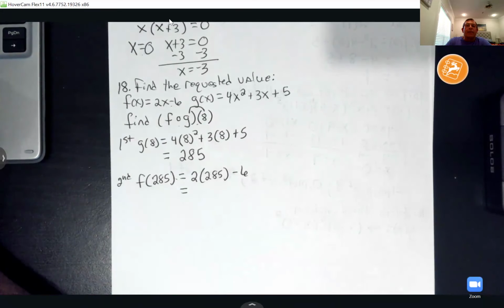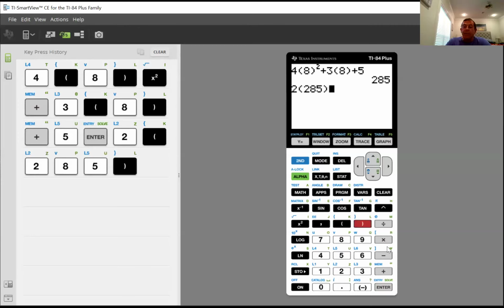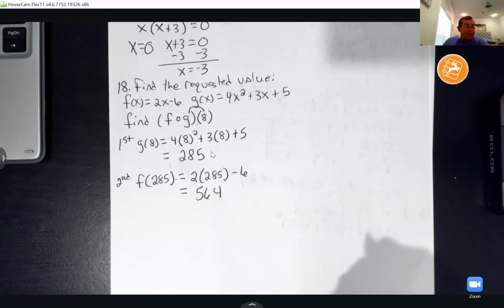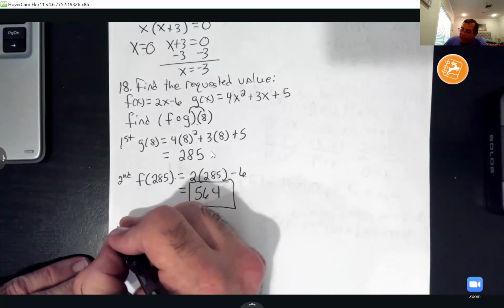All right, y'all, so let me go back to my calculator and see what it says. So I had 2 times 285, those parentheses, minus 6. All right, y'all, so we hit enter, we get 564. So for their answers, they had 75, 564, 116, and 435. So we're going to pick the one that's got our 564, okay?